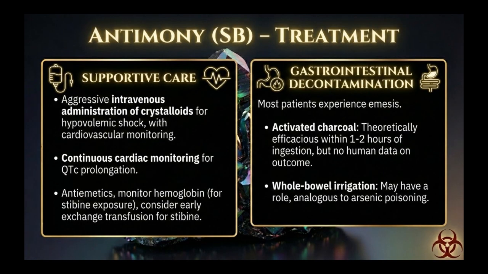The treatment of antimony poisoning involves supportive care, decontamination, and chelation therapy. For acute ingestion, aggressive intravenous administration of crystalloids with appropriate cardiovascular monitoring is essential to replace fluid loss and manage hypovolemic shock. In cases where shock is unresponsive to fluids, the use of vasopressors or inotropes may be necessary. Continuous cardiac monitoring should be implemented if electrocardiogram changes, such as prolongation of the QT interval or other significant manifestations of poisoning, are observed due to the increased risk of torsade de pointes.